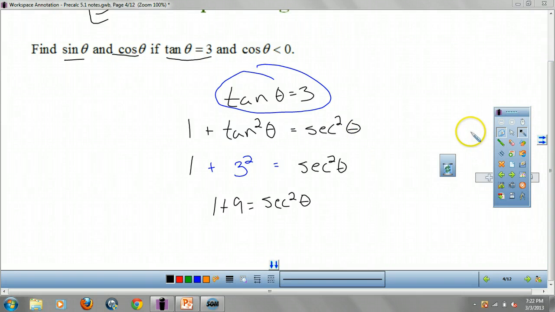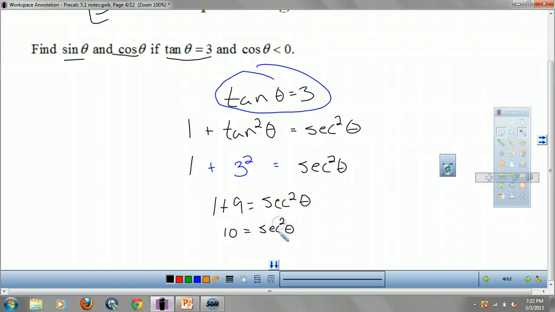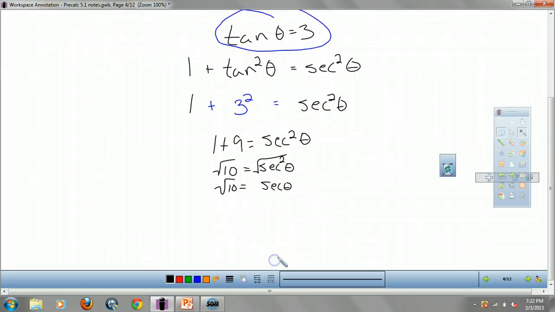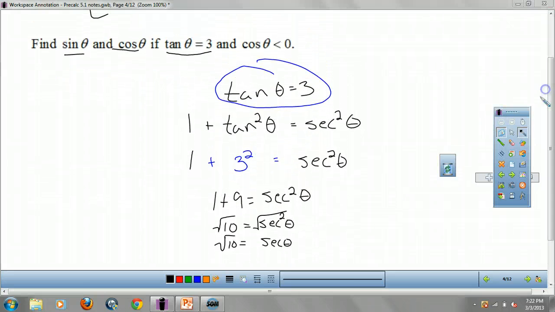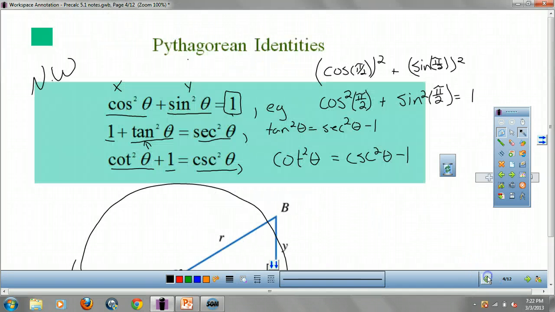Okay. So I get 10 equals secant squared of theta. How do you get rid of squared? Square root both sides. So square root of 10 equals secant of theta. That doesn't give me anything yet, does it? No. What do I know about secant?